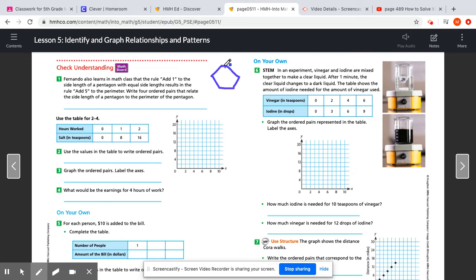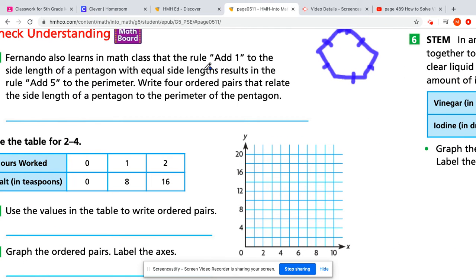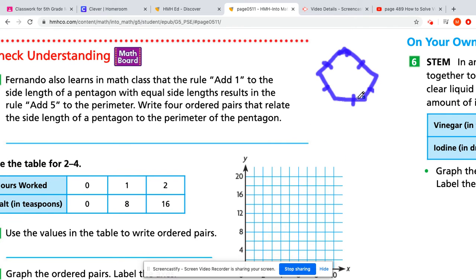So Fernando has this pentagon over here, and what he's seeing is that this pentagon has equal sides. So I'm going to mark it with the equal sides. And he realizes that every time he adds one, Fernando learns in math class that the rule add 1 to the side length of a pentagon with equal side lengths, okay, equal side lengths, I marked them so you can see that they're all equal, results in the add 5 rule to the perimeter.